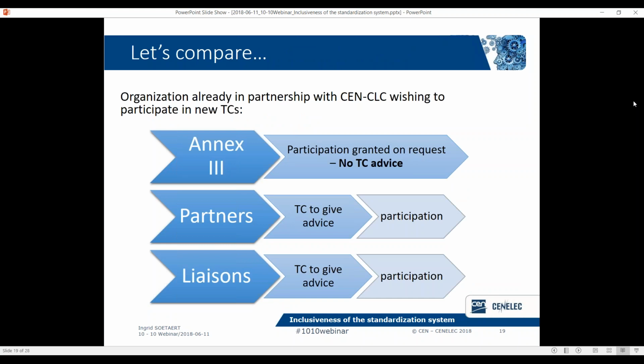I added a slide because I regularly need to send emails to TC secretaries, mainly upon request from the Annex 3 organizations. If an Annex 3 organization wants to participate in your TC, you do not have to make an evaluation. Annex 3 can by default participate. And as a slight remark, please don't tell Annex 3 organizations that they have to contact their national standards body or their national committee to be given access to your TC. For the same reason, they can participate in any TC they want.